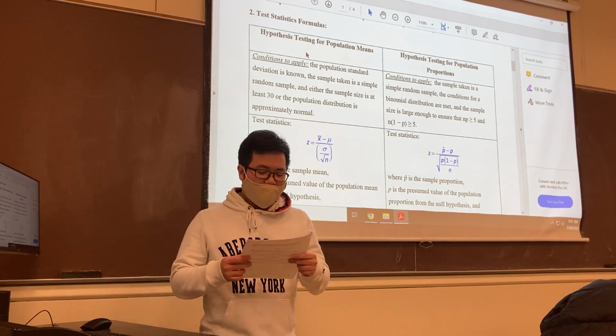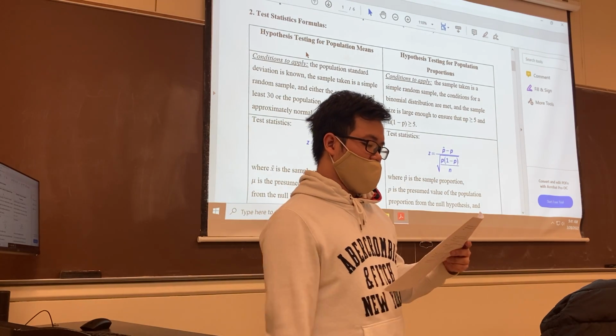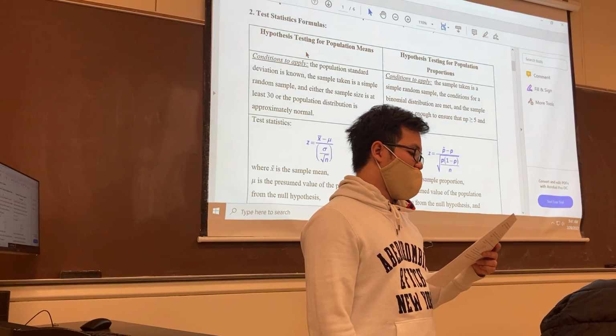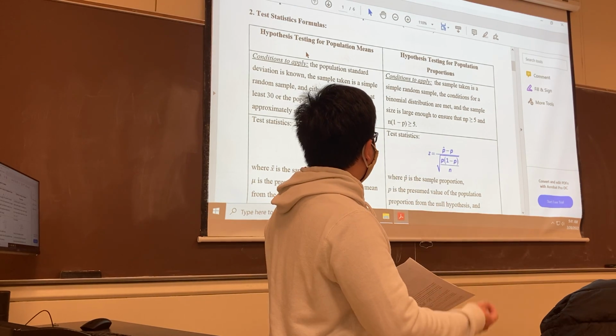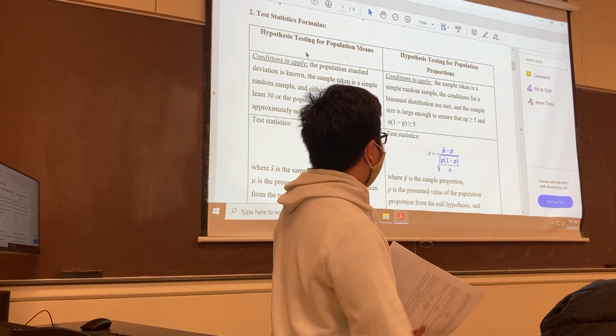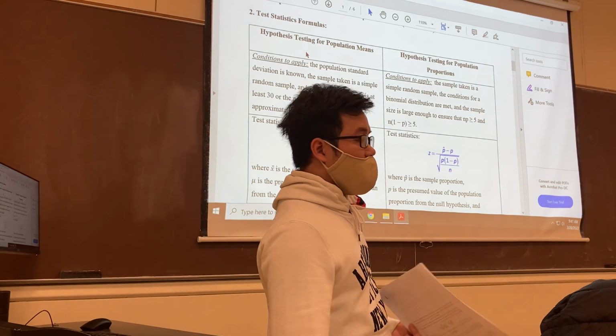That is step 2. Step 2, we will check the condition. We will check the condition of the hypothesis testing. We need to check the population mean, or we need to check the population proportion. That is step 2.